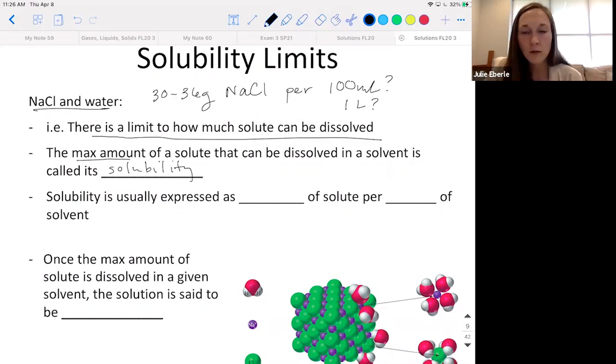So if I say the solubility of sugar in a certain amount of water, or the solubility of CO2 in a certain amount of a liquid, then we would express that in units of grams of the solute. That could be the sugar or the salt or the CO2. It is 1 liter. Okay, I knew it.